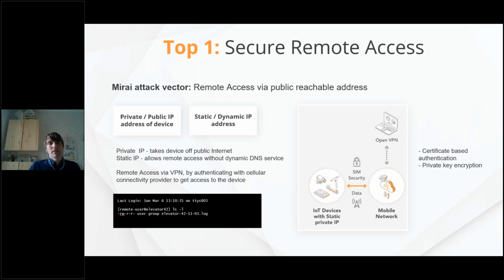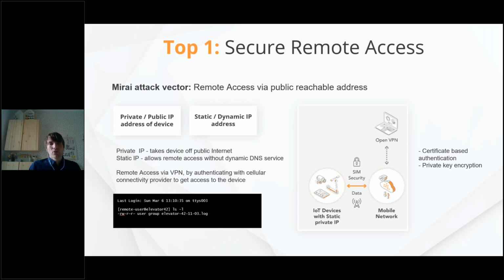The first cellular connectivity security feature I want to talk about is secure remote access. In the Mirai attack, you've seen that this was one of the attack surfaces that cyber criminals used. With cellular connectivity, you get a very nice way of getting secure remote access. It's one of the reasons why several customers choose cellular connectivity, because with other solutions like Wi-Fi, the setup is a lot more complicated.